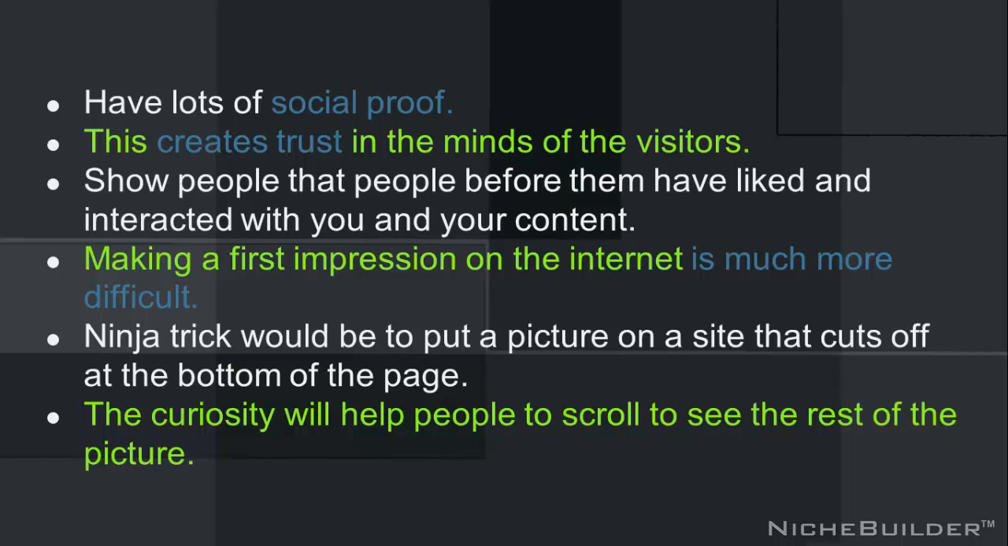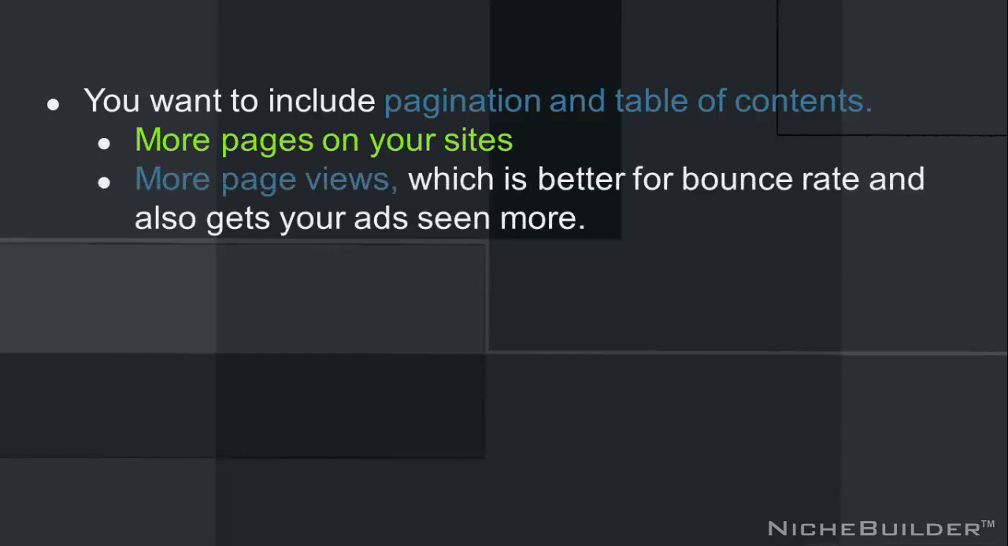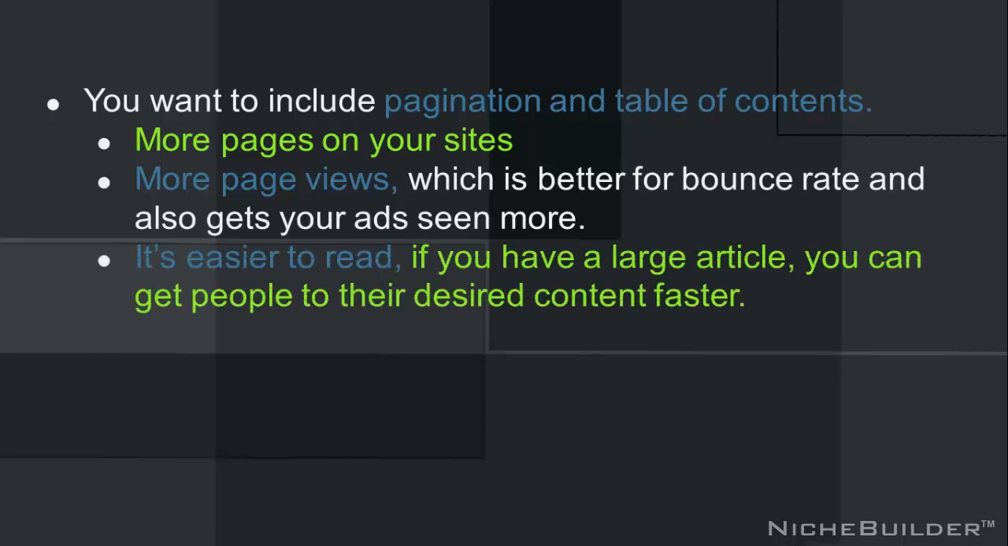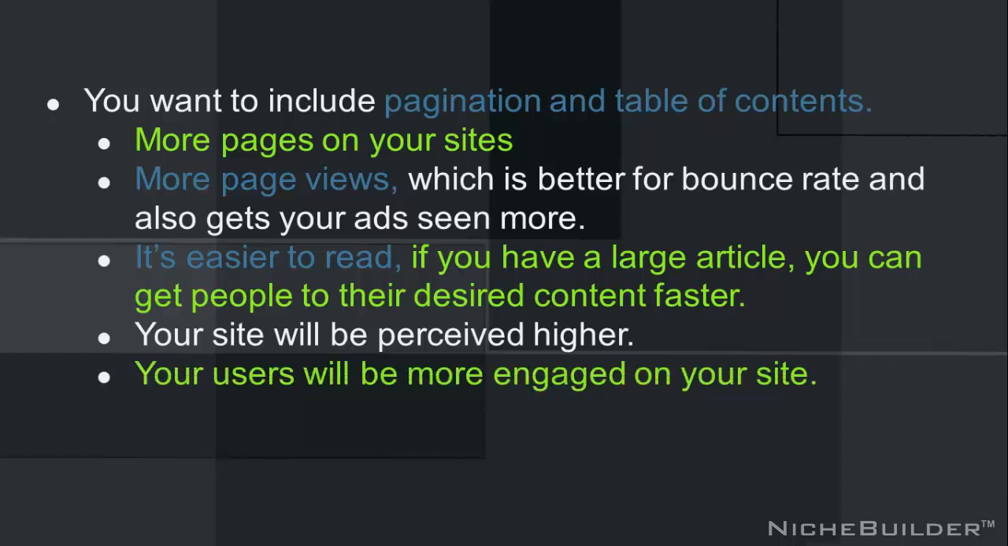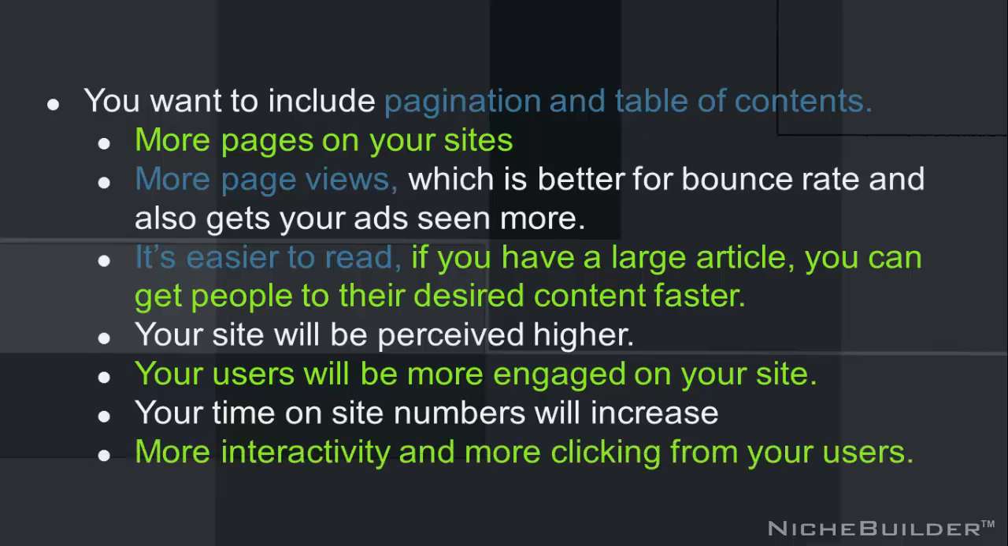Some other things that you'll want to include are pagination and a table of contents. What does this do for you? Well, it gives you more pages on your site, more page views, which is better for bounce rate and also gets your ads seen. It's easier to read. If you have a large article, you can split it up so people can get to the content that they want faster. Your site will be perceived higher, mostly because all the biggest sites are doing that. Your users will be more engaged on your site. Your time on site numbers will change for the better, with more interactivity and more clicking from your users.